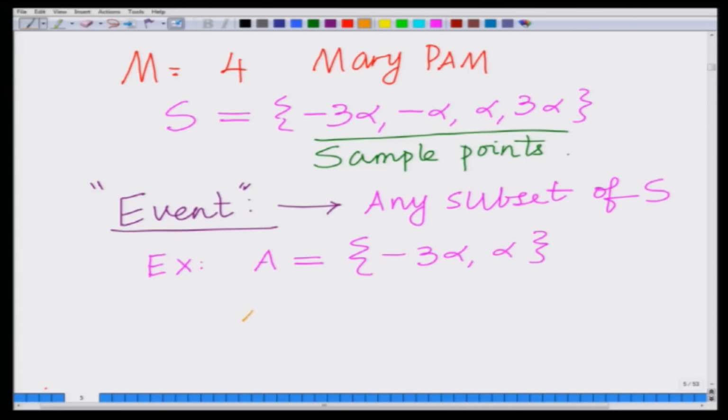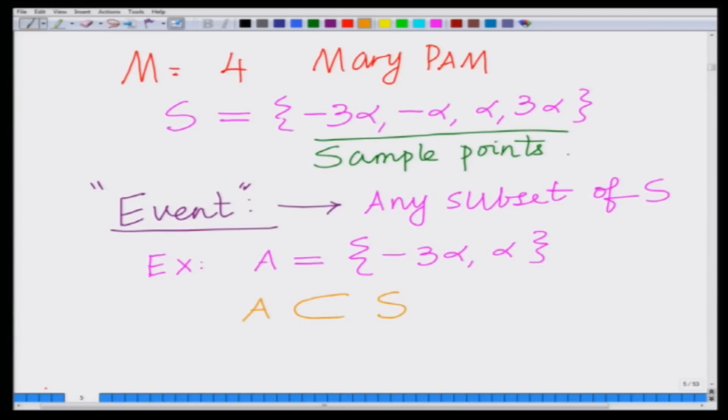Clearly, we can observe that A is a subset of S. So, the set A consists of the symbols minus 3 alpha, comma alpha, correct. So, A is clearly a subset of S, therefore, A is an event. A is a random event of this experiment. So, A is an event, and also from elementary set theory you must be familiar with the definition of a subset.